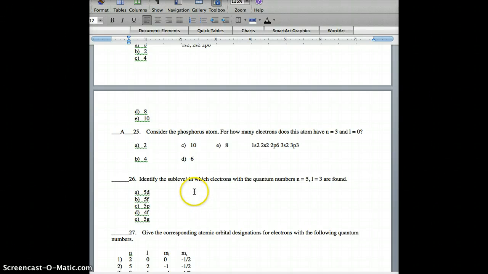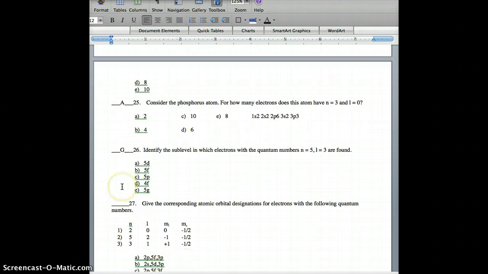Number 26, identify the sublevel in which the electrons with the quantum numbers n equals 5, L equals 3 are found. So n equals 5 is just 5 over here. L equals 3 means the F sublevel, as we've already discussed. So we're looking at choice B for the answer. Oops, not choice G, choice B for the answer there.